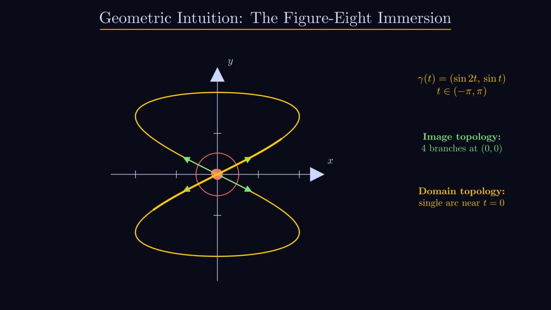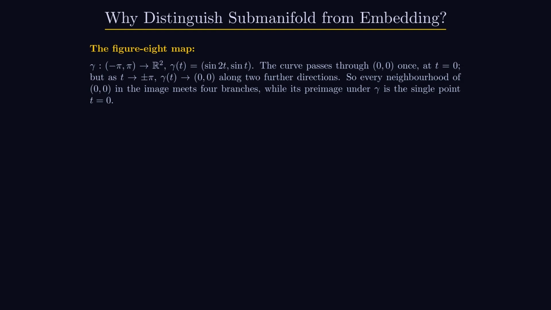In the domain, only a single arc passes through t equals 0, highlighted here. The two topologies disagree. The map is a one-to-one immersion, but the homeomorphism condition onto the image fails at the origin, so it is not an embedding. A one-to-one immersion need not be an embedding.